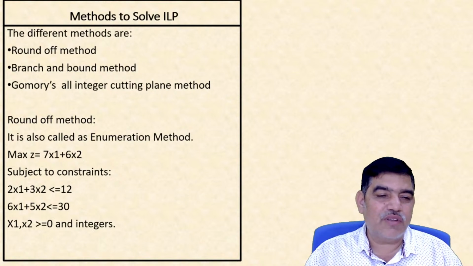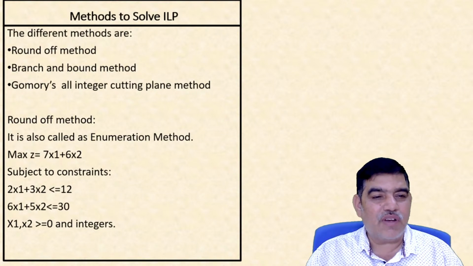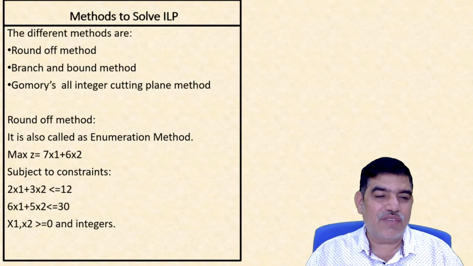Similarly, for the second constraint equation, 6x1 plus 5x2 less than or equal to 30. If I put x2 equal to 0, x1 becomes 30 by 6, that is 5. The first point is 5, 0. And if I put x1 equal to 0, then x2 becomes 30 divided by 5, that is 6. Now we get the 2 points. Now we plot the 2 points on the graph and draw a straight line.